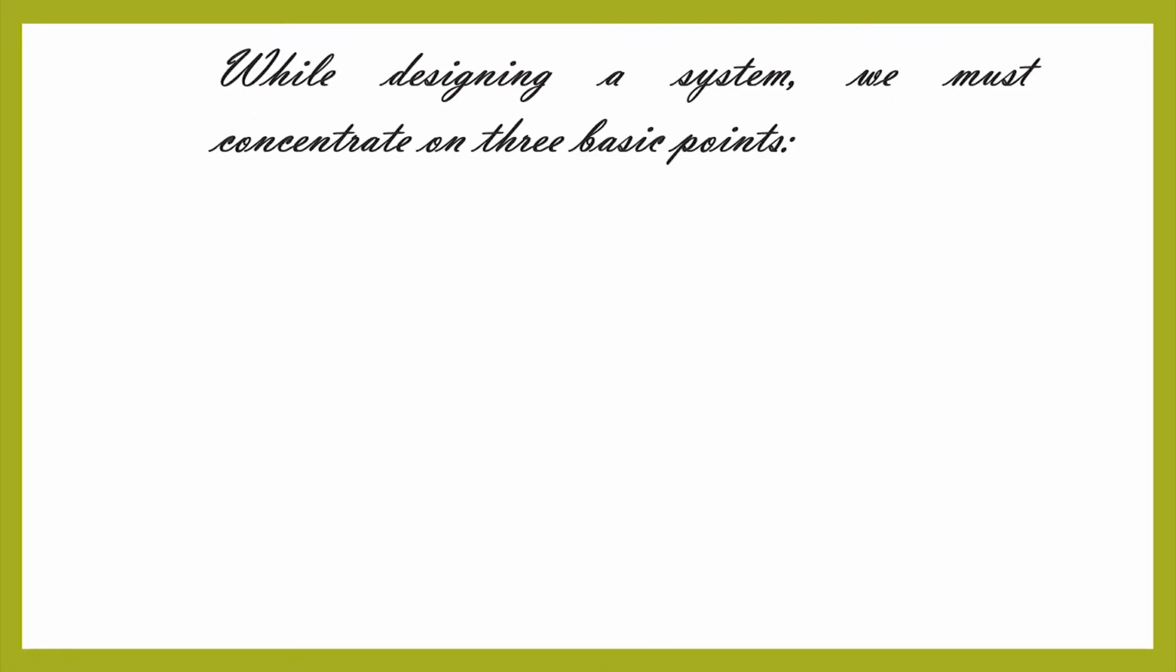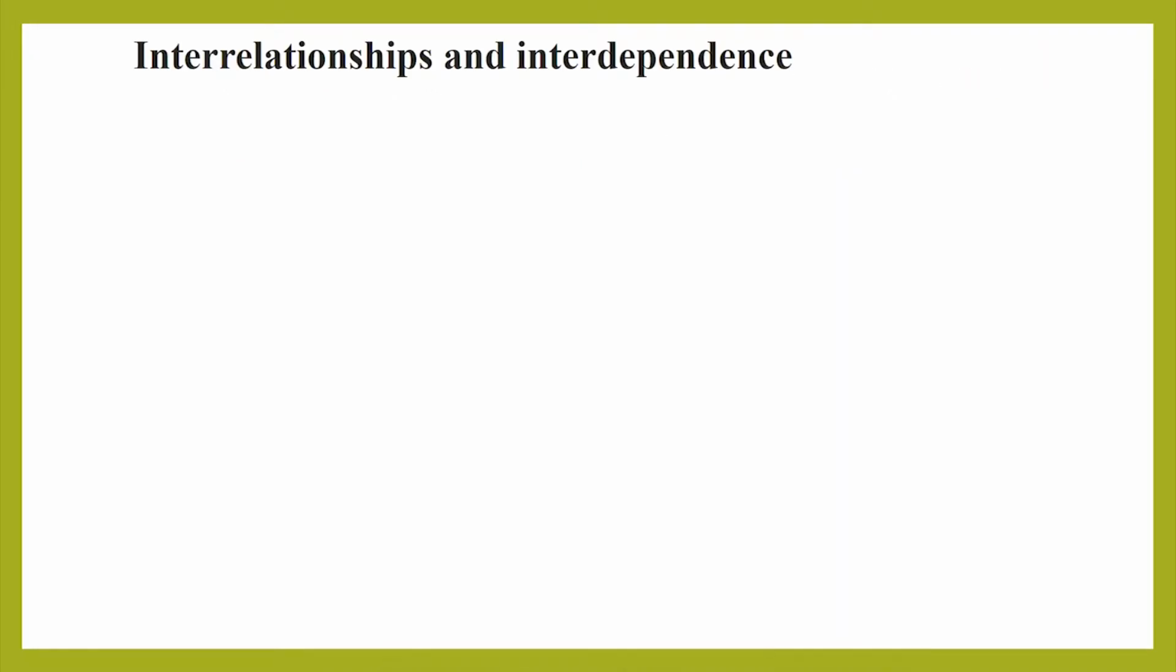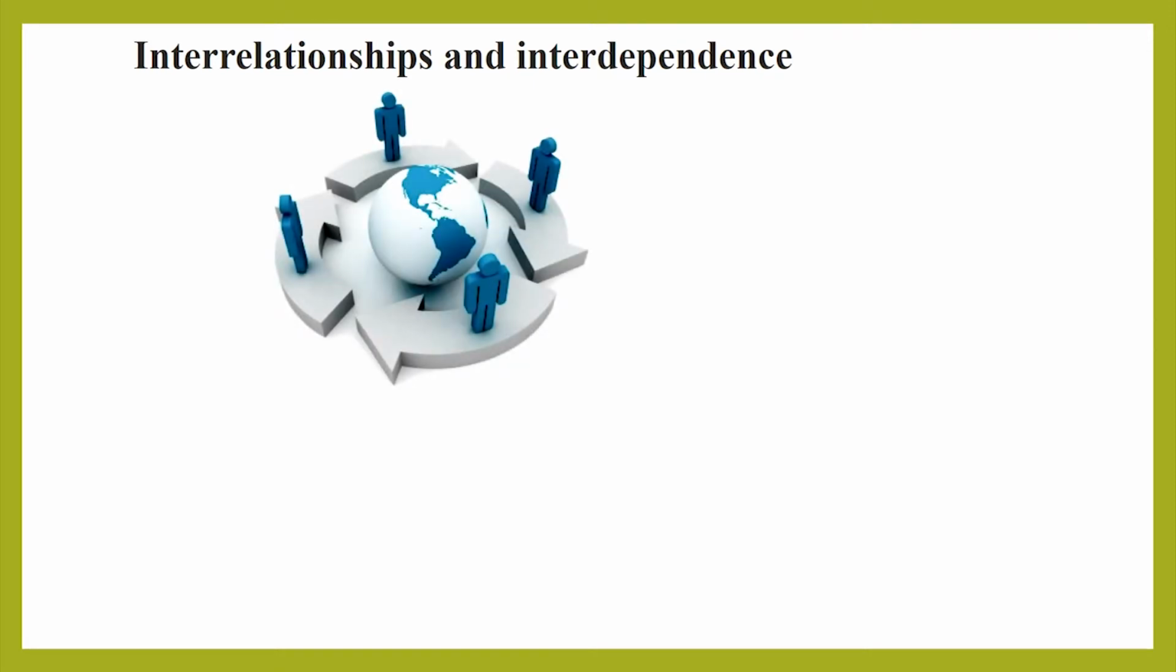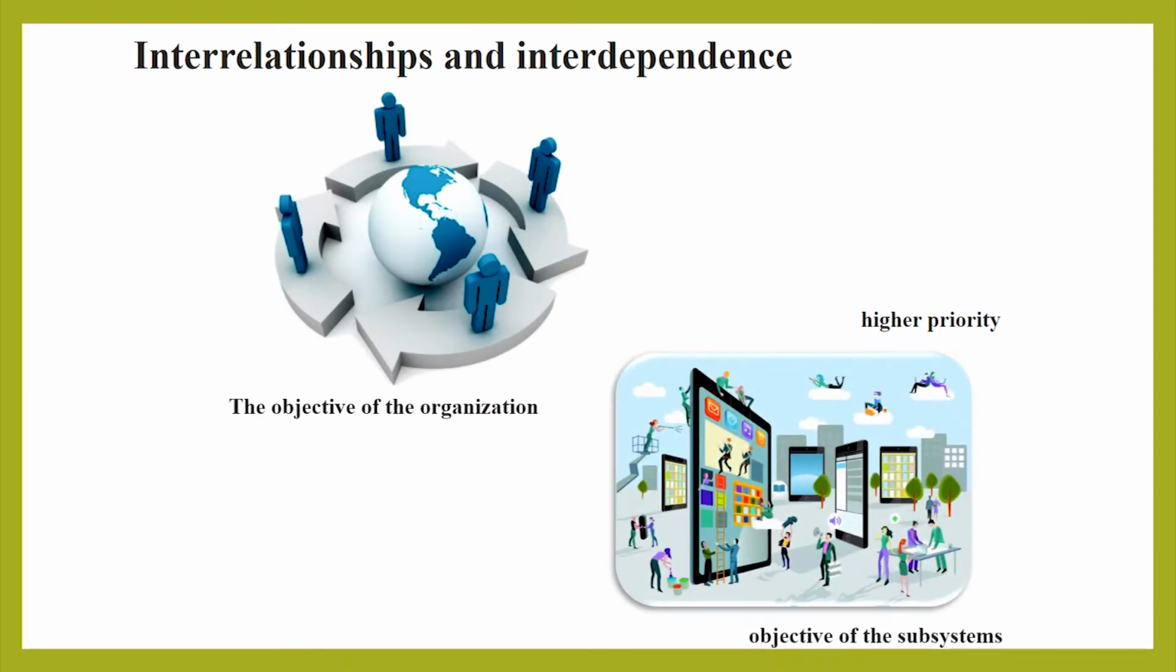While designing a system, we must concentrate on three basic points. Firstly, a system must be designed keeping in mind the predetermined objective. Secondly, interrelationships and interdependence must exist among the components. And the objective of the organization as a whole has higher priority than the objective of the subsystems. This is the third point.